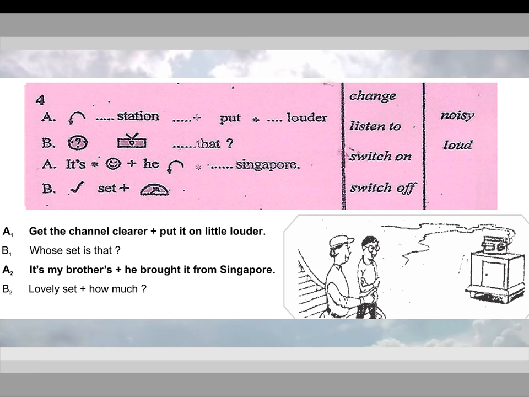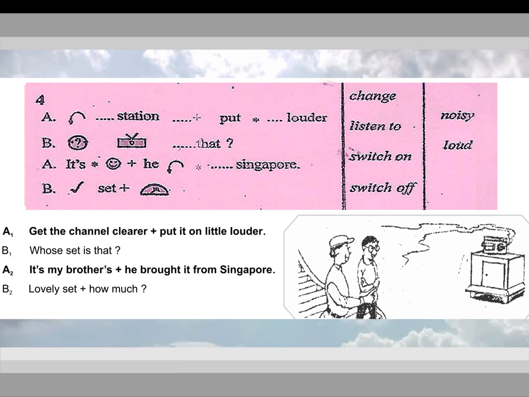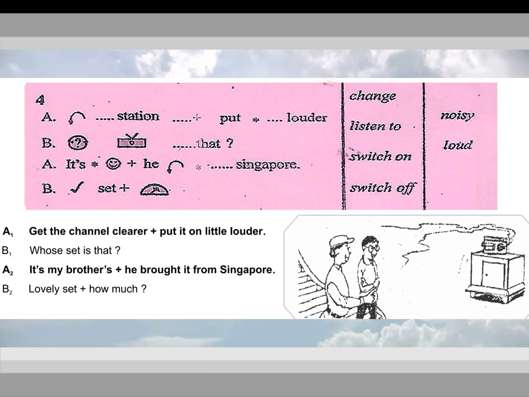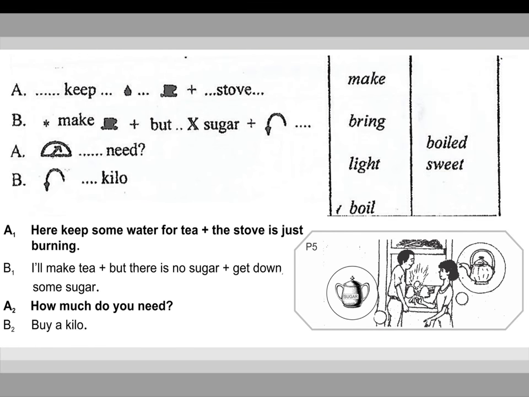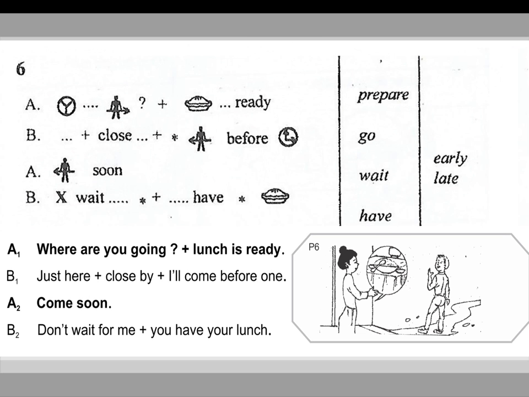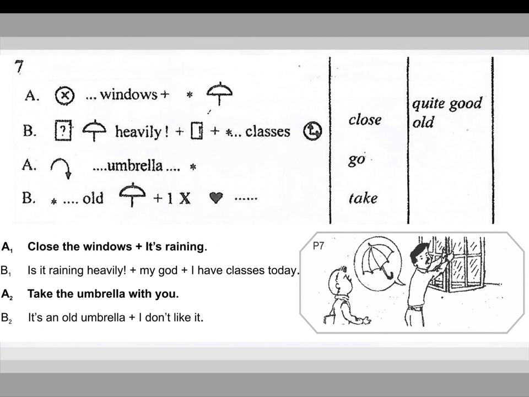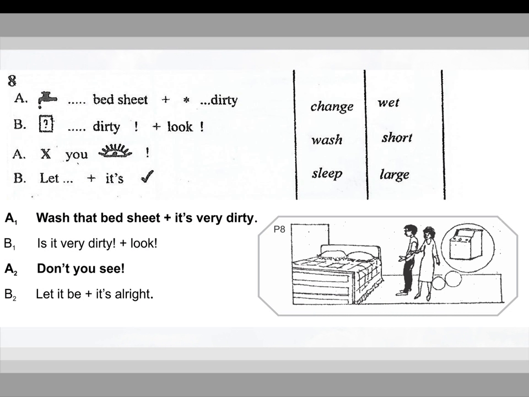Dialogue 4, Picture 4. Get the channel clearer. Put it on little louder. Dialogue 5, Picture 5. Here, keep some water for tea. The stove is just burning. Picture 6. Where are you going? Lunch is ready. Dialogue 7, Picture 7. Close the windows. It's raining. Dialogue 8, Picture 8. Wash that bed sheet. It's very dirty.